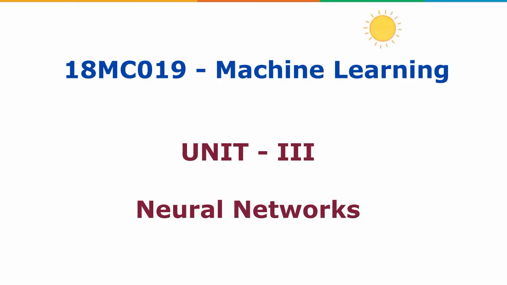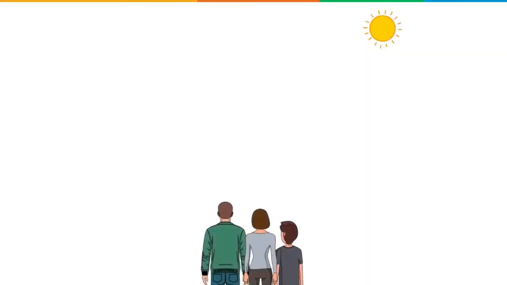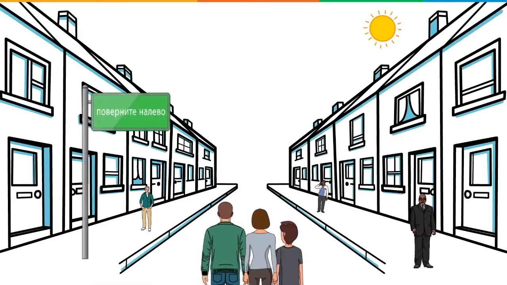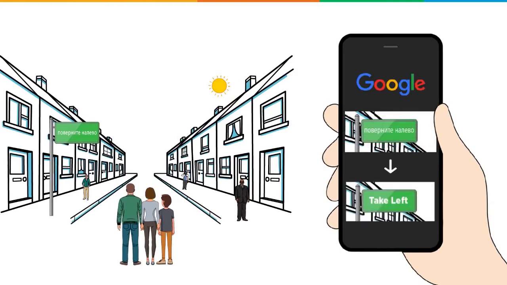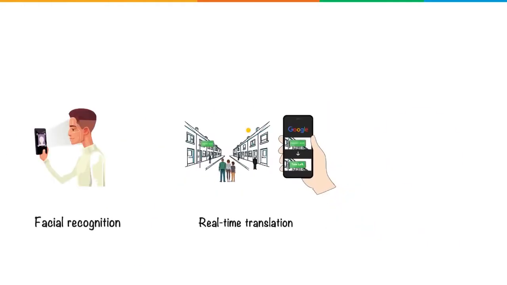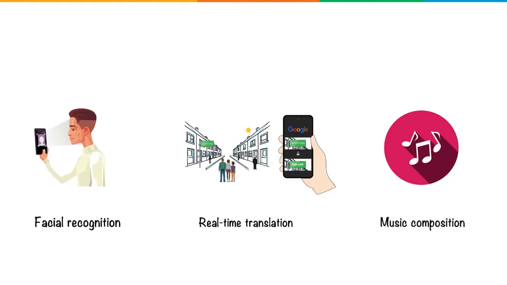Let's look at a small animated video to understand the topic that we are going to learn now. Last summer, my family and I visited Russia. Even though none of us could read Russian, we did not have any trouble figuring our way out, all thanks to Google's real-time translation of Russian boards into English. This is just one of the several applications of neural networks.